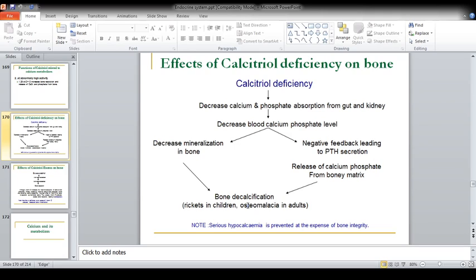It would also cause negative feedback leading to parathyroid hormone secretion, which would release more calcium and phosphate from the bony matrix, which in turn would have the same effect and weaken the bones more. So if there is vitamin D3 deficiency or calcitriol deficiency, it would end up in bones breaking down more, and it would cause rickets in children and osteomalacia in adults.